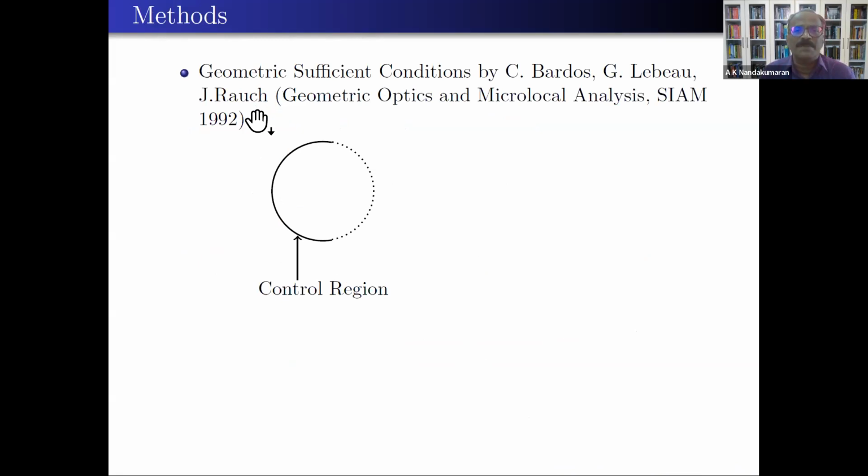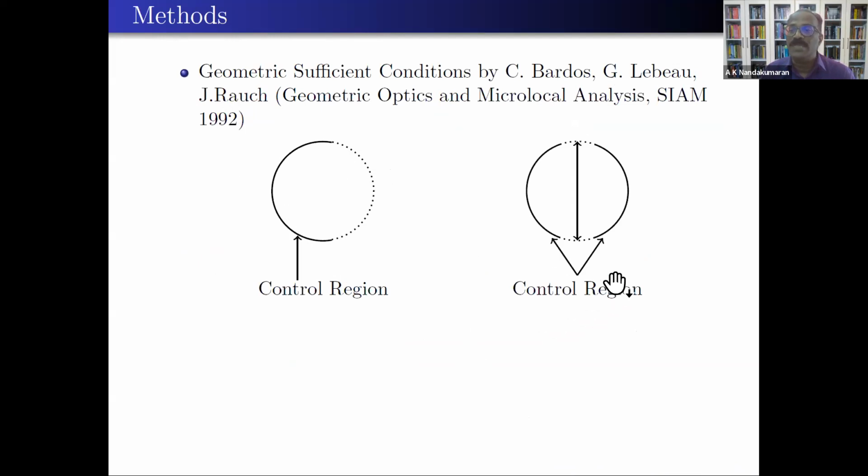Of course, the proof of this paper is a bit hard to read because a lot of micro-local analysis is used there. He has given some geometric sufficient conditions, by Bardos, Lebeau, and Rauch. So suppose this is a region where you are applying control, and what that paper essentially tells you is that if there are some rays which go and hit the boundary and reflect back, they will go on getting reflected. And once you take any ray, within time t, it should reach the control region.